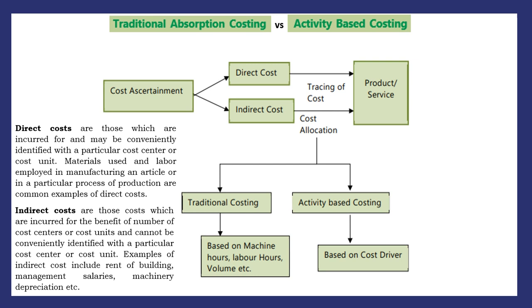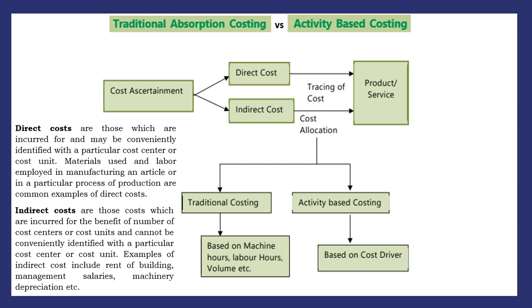What about indirect cost? Indirect costs are those costs that are incurred for the benefit of a number of cost centers or cost units, but they cannot be conveniently, directly identified with a particular cost unit, product or cost center. Example: building rent, management salaries, depreciation of the machinery, etc.